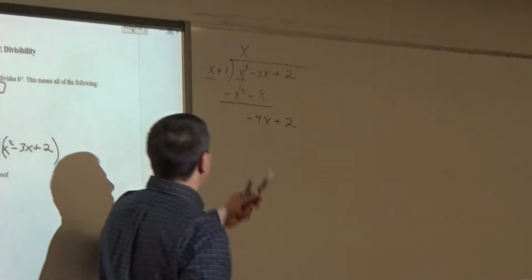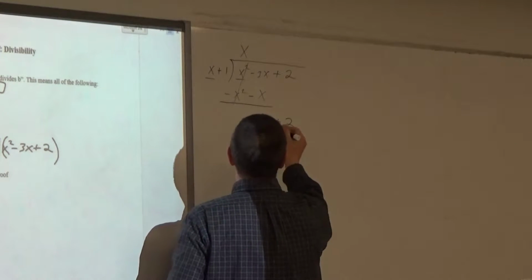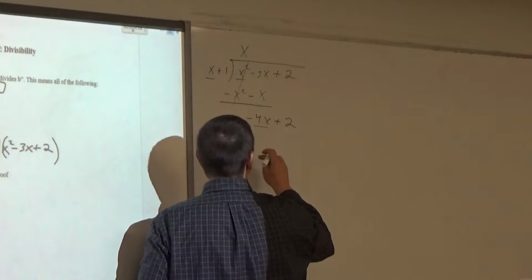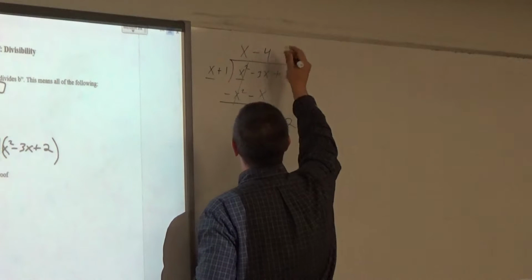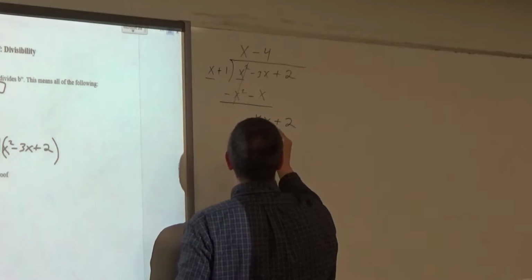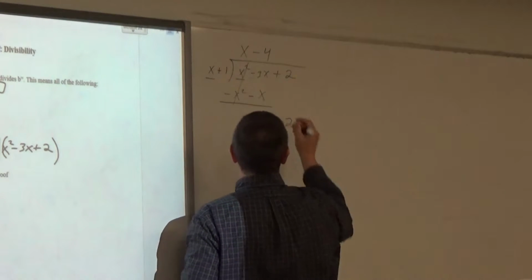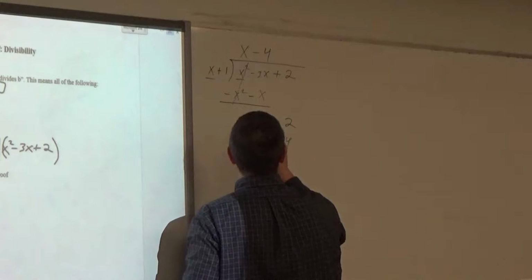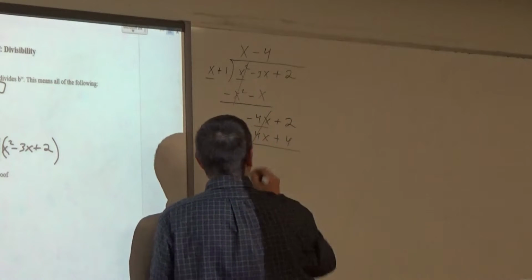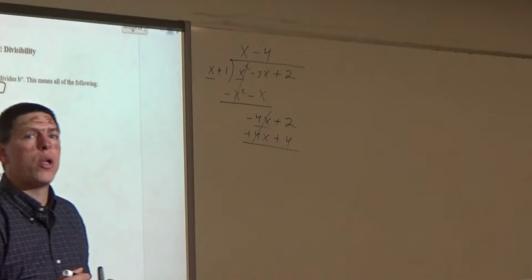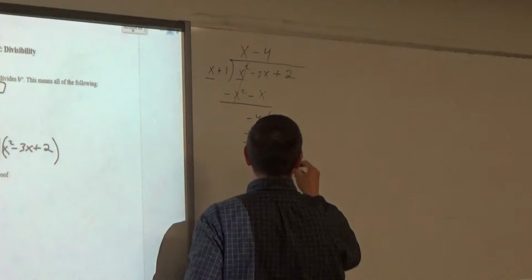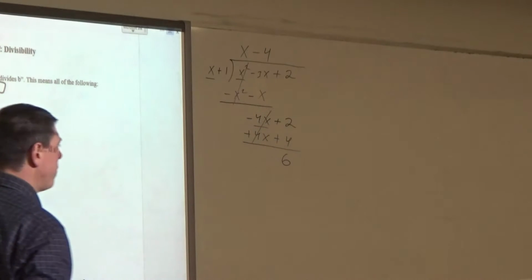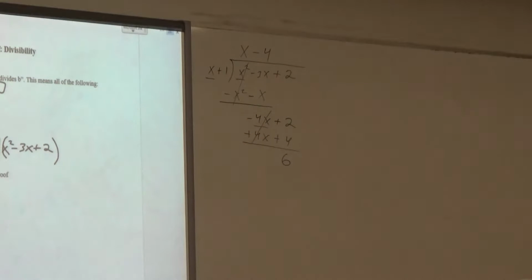So this time, we're trying to figure out what multiplies by x to give us negative 4x. Negative 4. Negative 4 times x is negative 4x. Negative 4 times 1 is negative 4. We flip the signs over. Notice that the x's cancel out, and that's exactly what we want to happen. And then we end up with 6, and nothing else to bring down. So, what is 6, guys? The remainder.